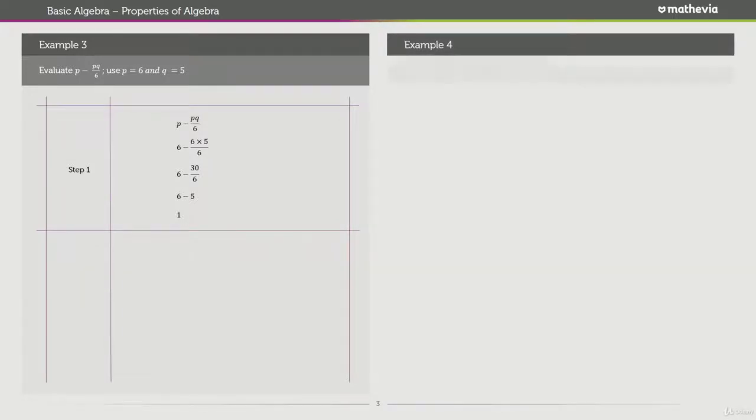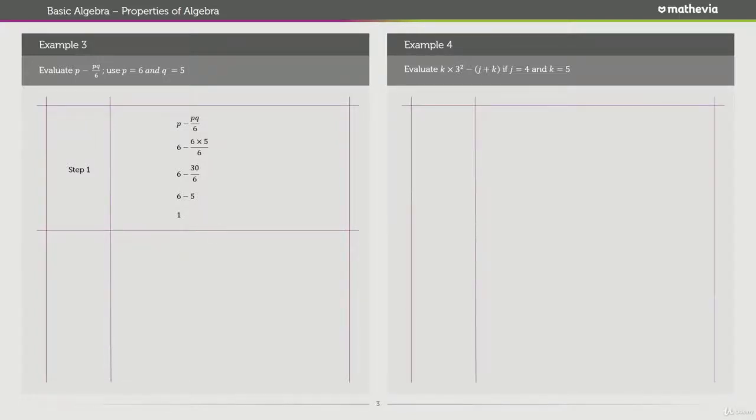So example 4, and this is our final example, and it says evaluate k times 3 squared minus j plus k minus 5, if j is 4 and k is 5. Now it's pretty much the same, but we do have an expression here that needs to be simplified before we plug our numbers in. Now how do we go about doing this? First, let's simplify. 3 squared is 9, so we have k times 9 minus j plus k minus 5. And then we'll multiply.